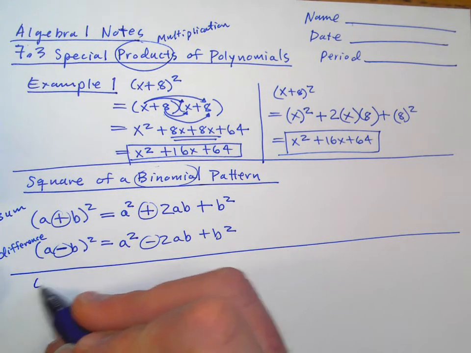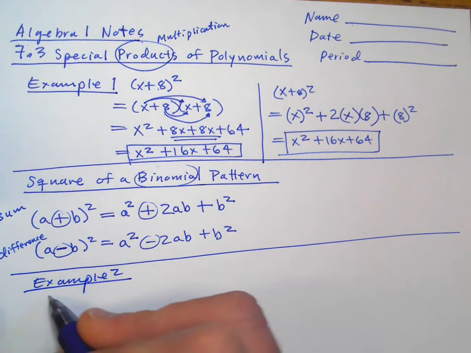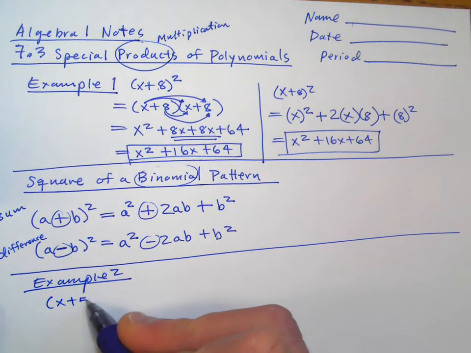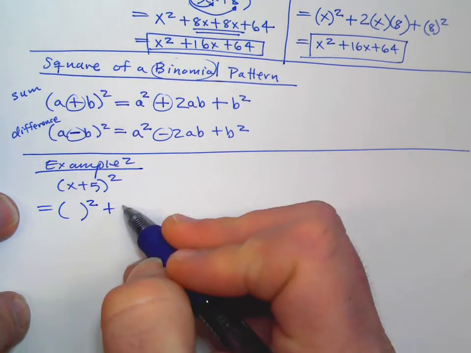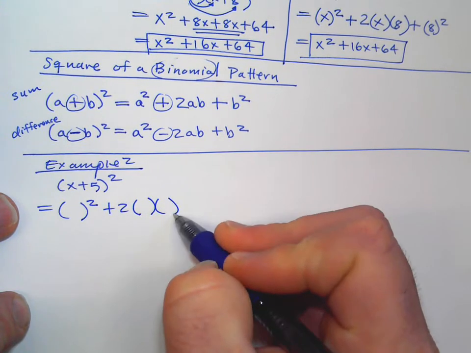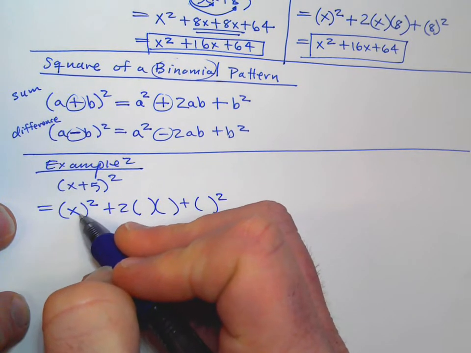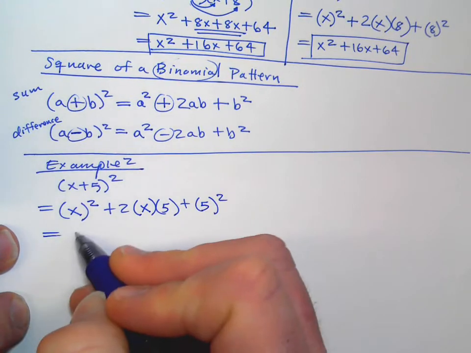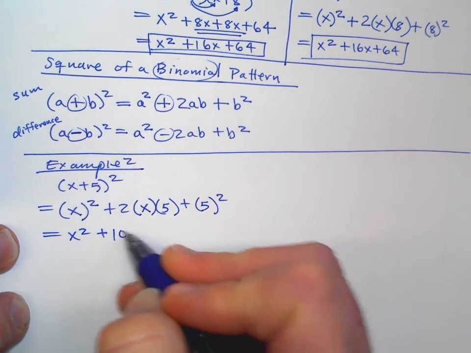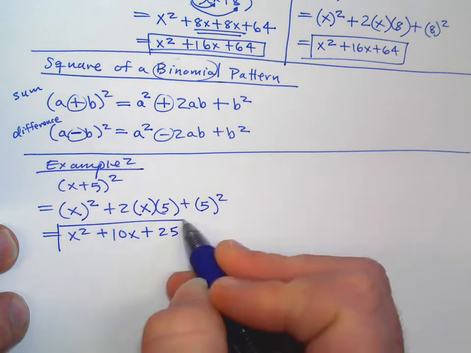So let's do another example. Example 2. We're going to do a couple. X plus 5 squared. So using the shortcut, we know it's going to be the first thing squared plus 2 times the first thing times the second thing plus the second thing squared. So that's the pattern, and we just plug it in. Well, we plug in x here. Here it's an x and a 5, and then a 5 here. And our final answer is x squared plus 10x. 2 times x times 5 is 10x plus 25. So we could do it like that.